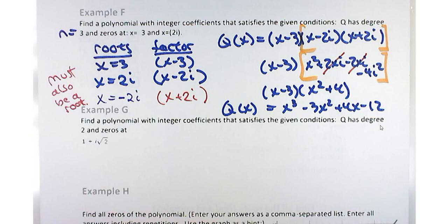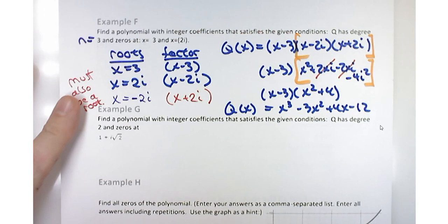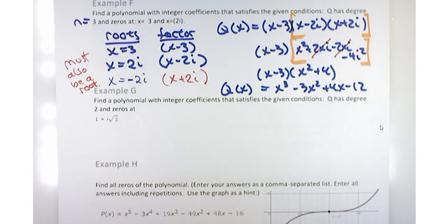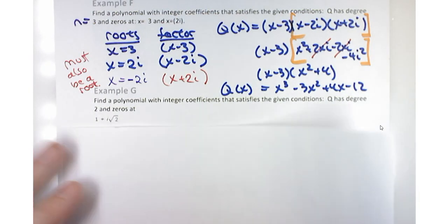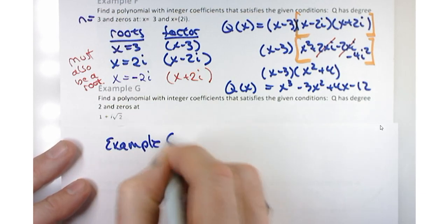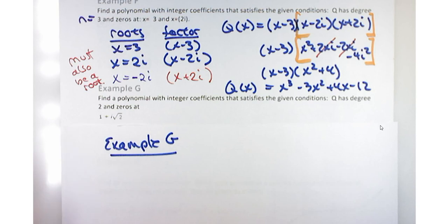Now you're in luck. I get to do one more like that, except a little bit harder. So before we do the harder one, are we okay with that one? Yeah. Example G. Have a thumbs up? Doing okay there? All right. Yeah, I understand.